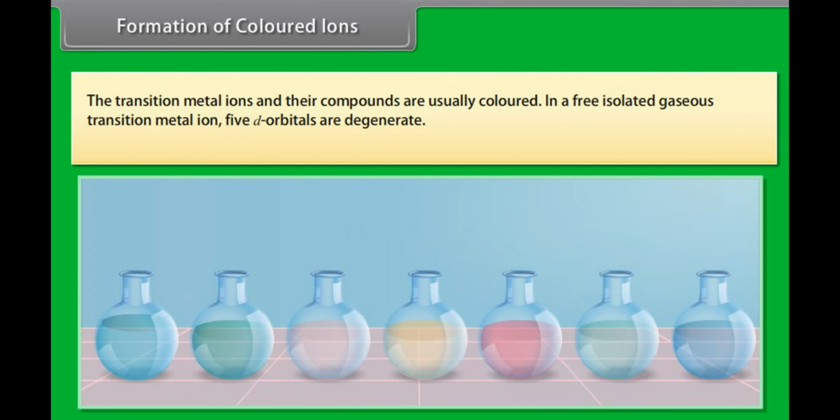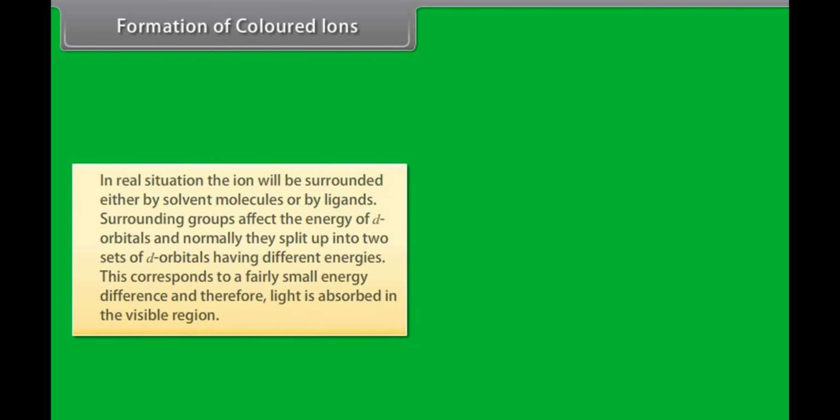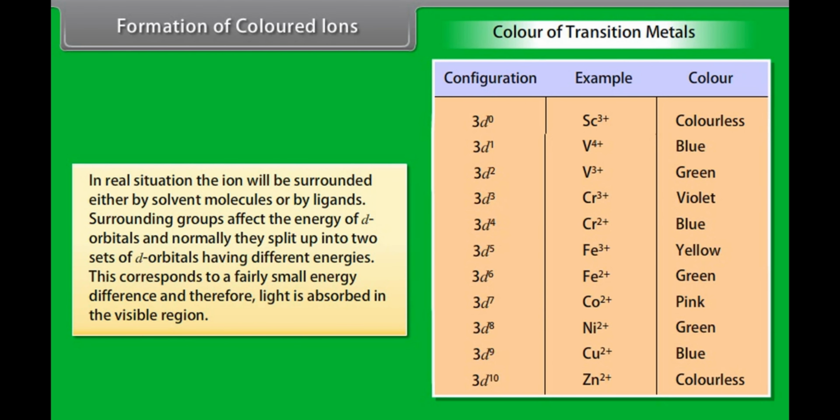Formation of colored ions. The transition metal ions and their compounds are usually colored. In a free isolated gaseous transition metal ion, 5 d orbitals are degenerate. In real situation, the ion will be surrounded either by solvent molecules or by ligands.